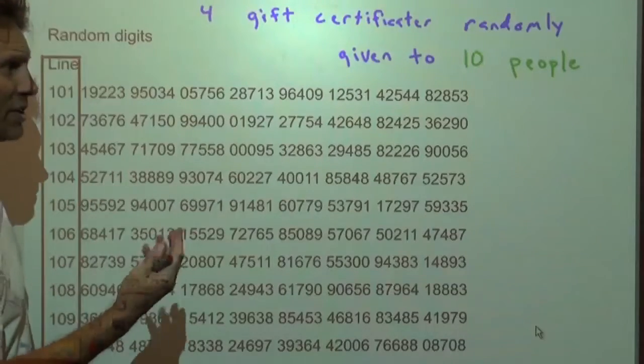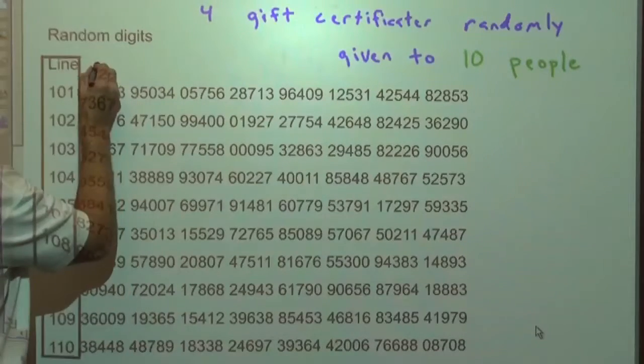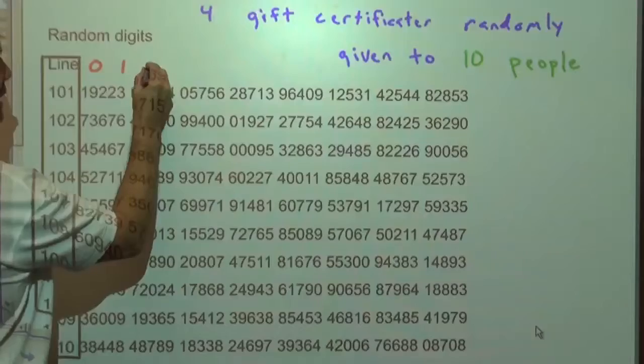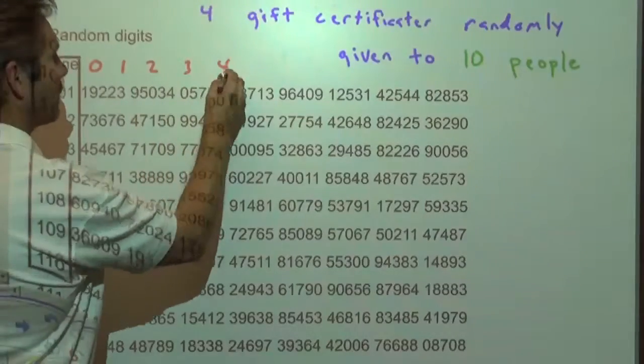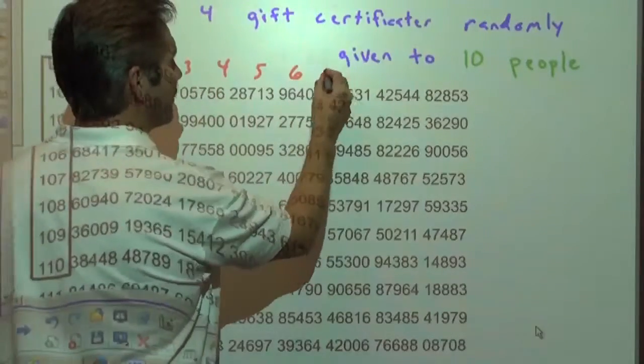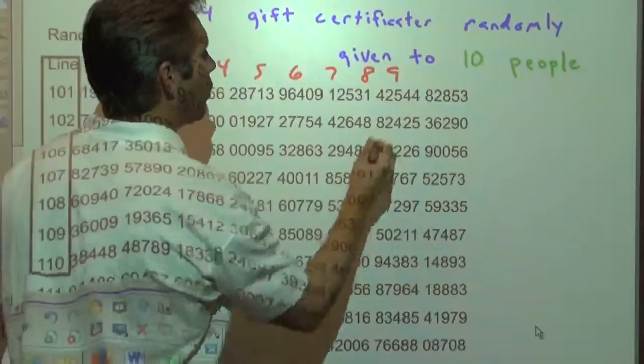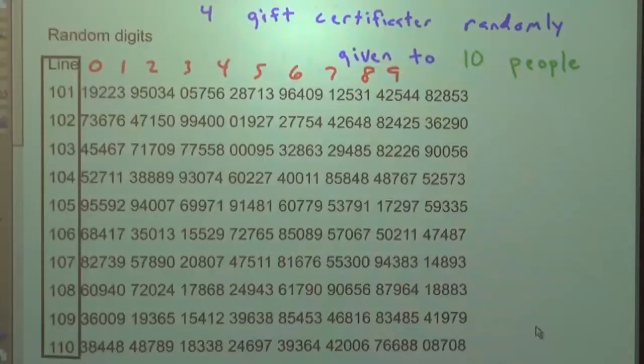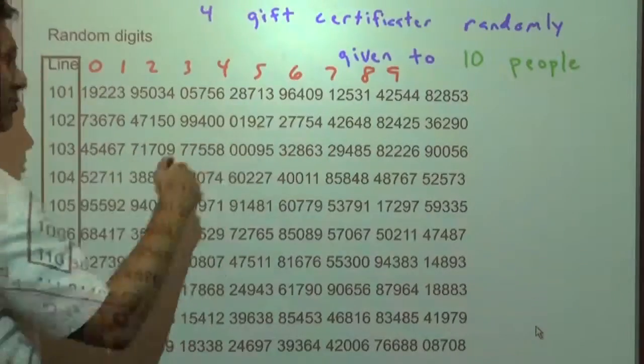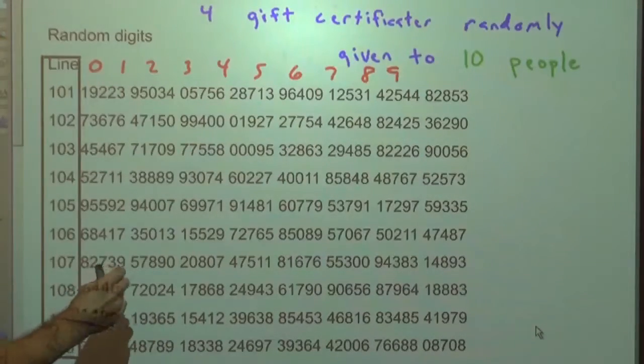Since there are 10 digits in a decimal system, 0 through 9, each person could be assigned one of these 10 different digits. And then we go to one of the lines. The problem will say go to line 105. So we go to line 105, and we're going to take the first 4 people, the first 4 digits that are different.